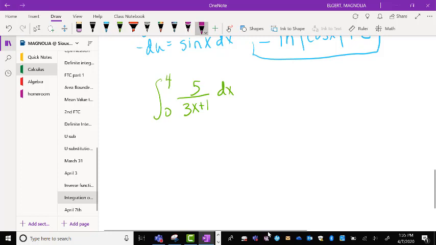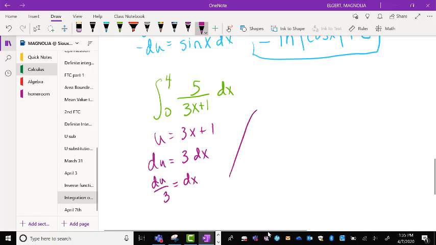It's rational. I can tell it's a rational function, so I'm going to let u equal the denominator. My derivative of that would be 3 dx. It doesn't quite work, so I'm going to put du over 3 equals dx. So when I rewrite it, I'm going to bring this 5 out front because it's a coefficient. So 5/3, 1 over u du. And remember, this part's that special part of u substitution. I'm changing my function to terms of u.